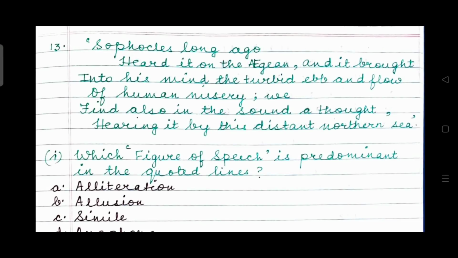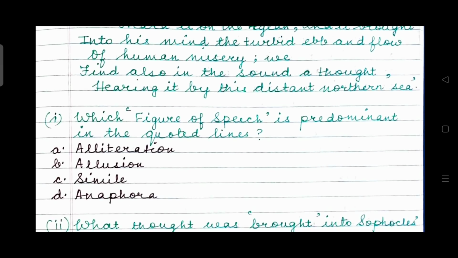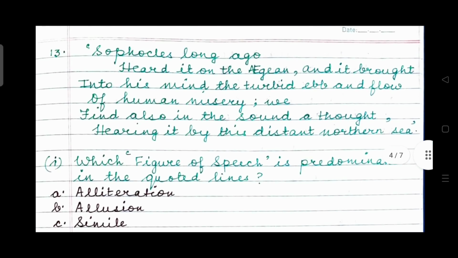Question 13. Sophocles long ago heard it on the Aegean, and it brought into his mind the turbid ebb and flow of human misery. We find also in the sound a thought, hearing it by the distant northern sea. Which figure of speech is predominant in the quoted lines? Alliteration, allusion, simile, or anaphora? The right answer is allusion. Sophocles long ago heard it on the Aegean. So this is an example of allusion.